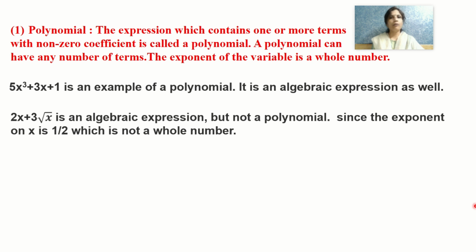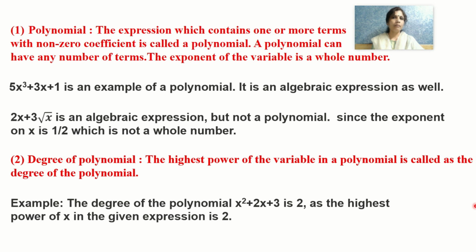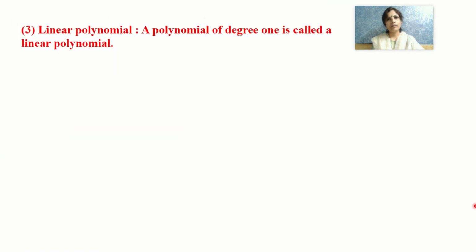Next is the degree of a polynomial. The highest power of the variable in a polynomial is called the degree of the polynomial. Let's have an example. The degree of this polynomial x squared plus 2x plus 3 is 2. The highest power of the variable is 2 here, and so we can say that 2 is the degree of this polynomial. Now let's understand the types of polynomial. A polynomial of degree 1 is called a linear polynomial. 2x plus 1 is an example of a linear polynomial because the degree of the variable is 1 here.